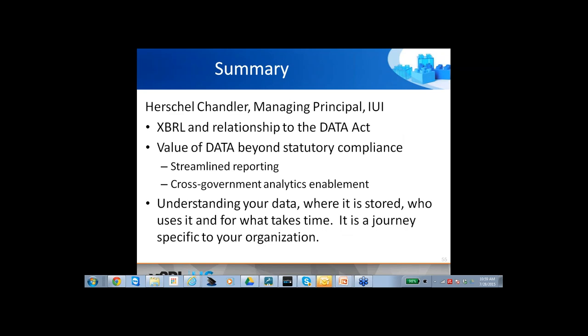If we do this, and we do this well, we get a lot of additional benefits, such as streamlined reporting and the enablement of cross-government analytics. This is something that I think can be really transformational for the CFO organization across government. There's a lot of value here. I'll cap my summary there because I'm going to leave some time for questions.